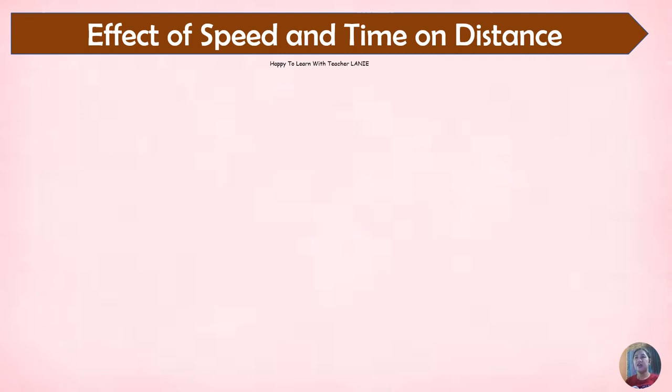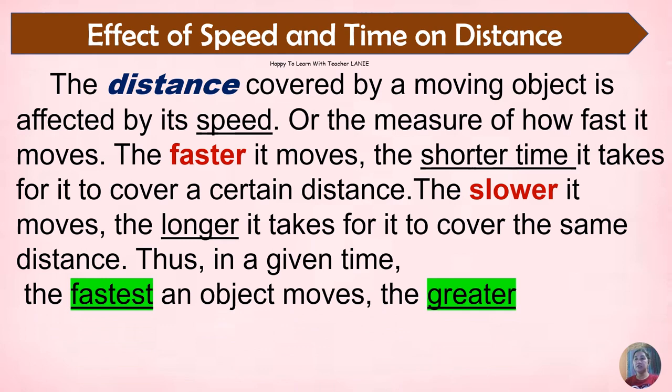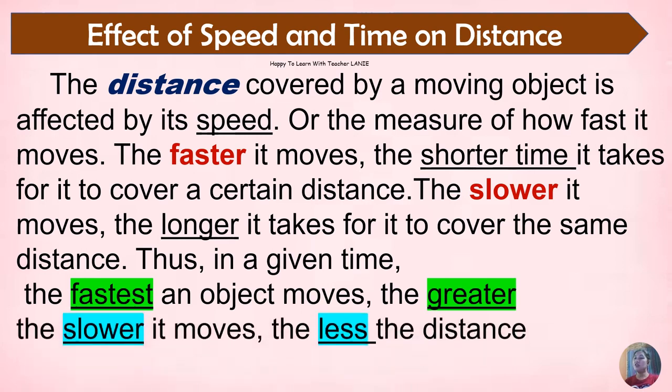Effect of speed and time on distance. The distance covered by a moving object is affected by its speed, or the measure of how fast it moves. The faster it moves, the shorter time it takes for it to cover a certain distance. The slower it moves, the longer it takes for it to cover the same distance. Thus, in a given time, the faster an object moves, the greater the distance that it covers. And the slower it moves, the less the distance that it covers.